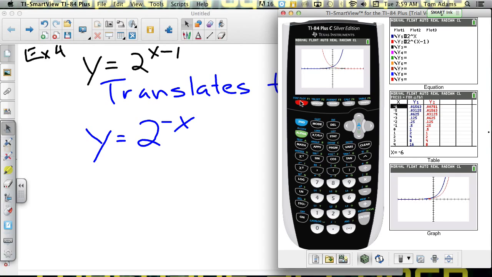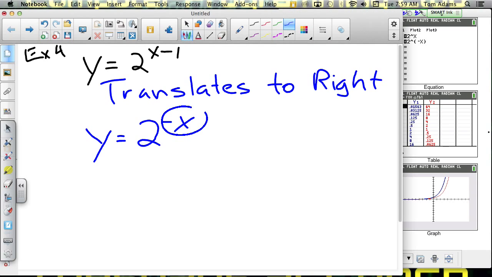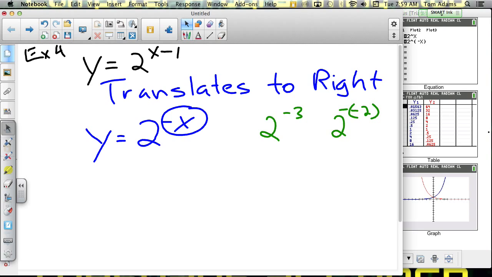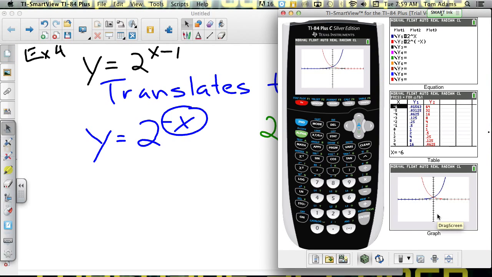Because the positive x values now become negative x values. So what that means is that right here, like 2 to the third would actually become 2 to the negative third. And if I were to plug in 2 to the negative half, that would become the negative of that, which would be the positive 2. And so that's why you get a graph that looks like this. Does that make sense? Okay.